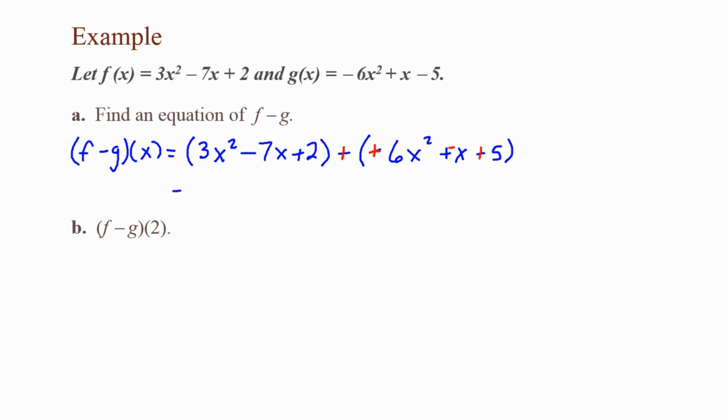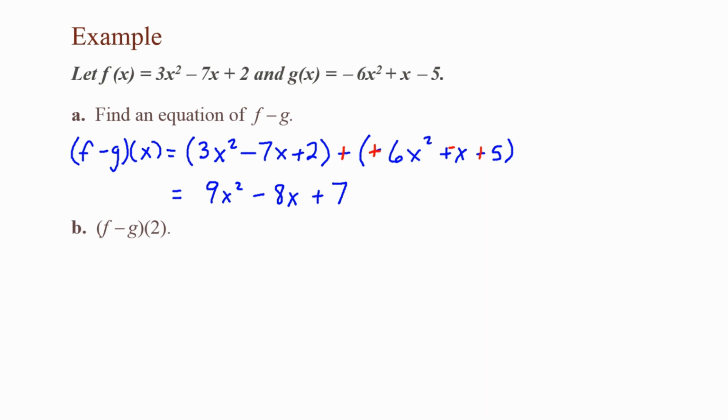Adding my like terms, 3x squared plus 6x squared is 9x squared, minus 7x plus a negative x is minus 8x, 2 plus 5 is a positive 7. So f minus g of x is 9x squared minus 8x plus 7.